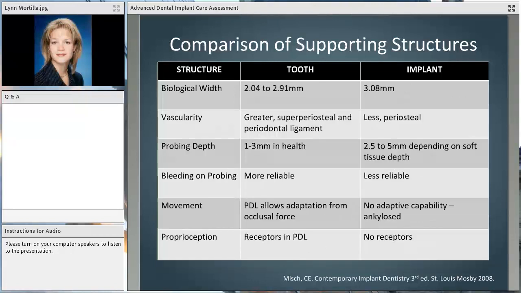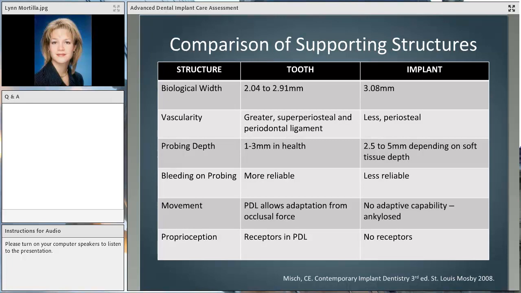We also know that the biological width is different around an implant, and this really can impact our treatment planning for prosthetics, because it's the biological width and the way the soft tissue is enhanced around those aesthetics and prosthetics that will give us the final aesthetic case for the patient. So a good, firm understanding of the differences here is really important for the clinicians that are planning the case. We know that there's not a lot of vascularity around implants.